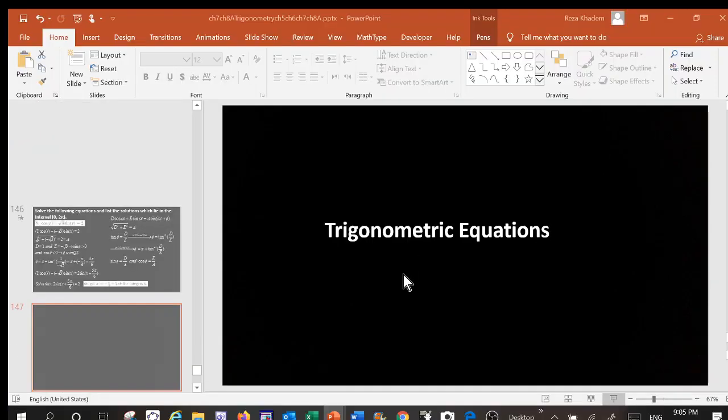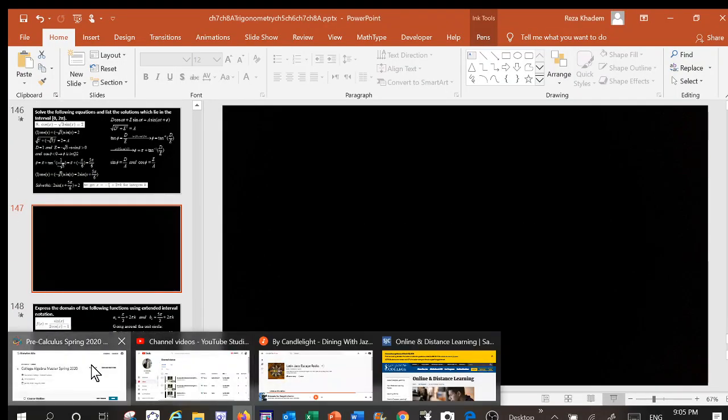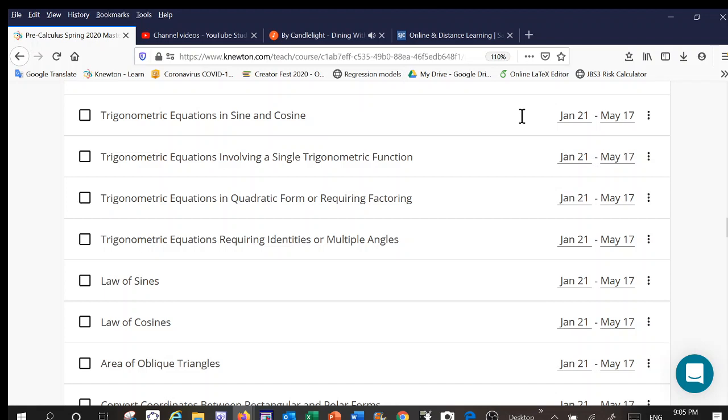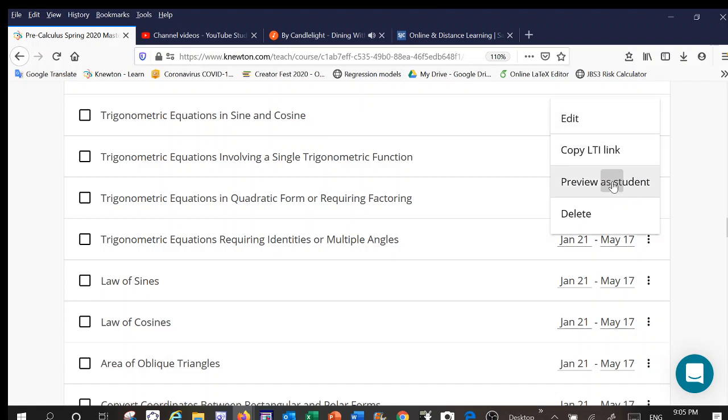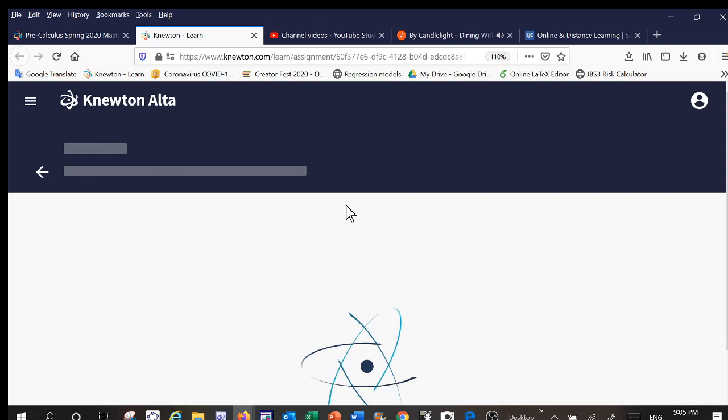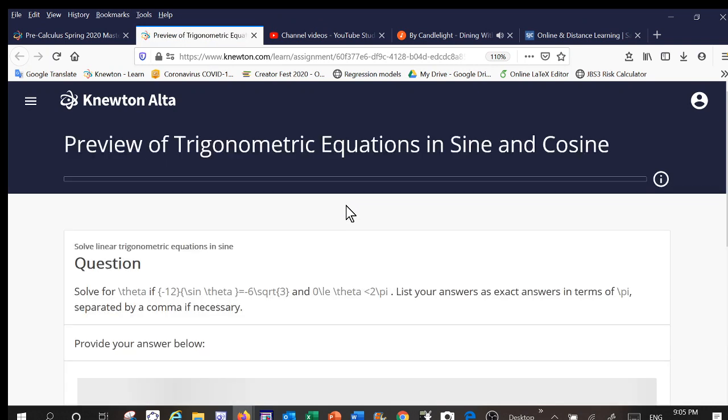All right, so I am going to go now to the Newton-Alta side and do some of these problems quickly. So there you go. These should be really easy to do. We did much harder problems. These should be really easy to do.